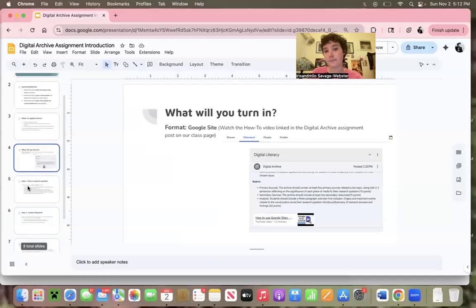So, what will you turn in? You're going to be turning in a Google site. There's a video under the digital archive assignment. It's linked in there. You can see it over here. It's a 15-minute video on how to navigate Google Sites. And I'm going to be giving you guys time in class to watch that video just so I can go around and answer any questions you may have. We'll start exploring that platform in class before you get into it on your own.